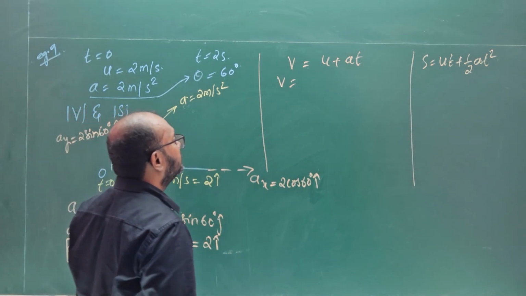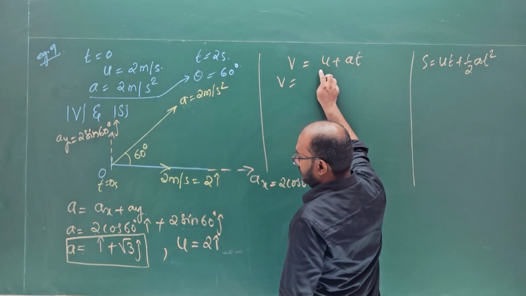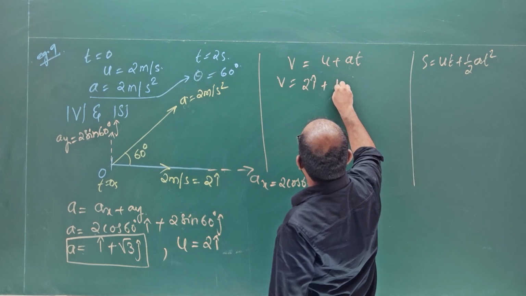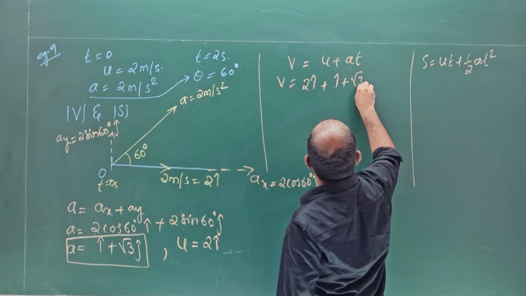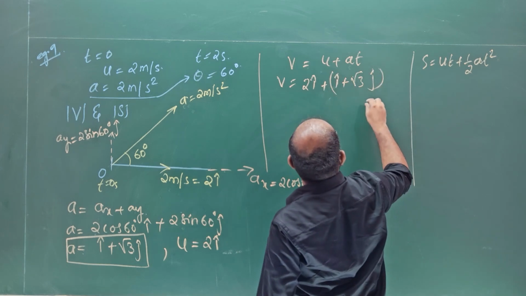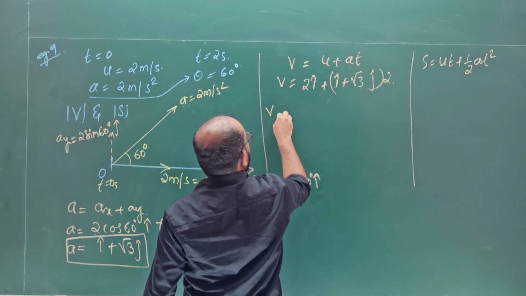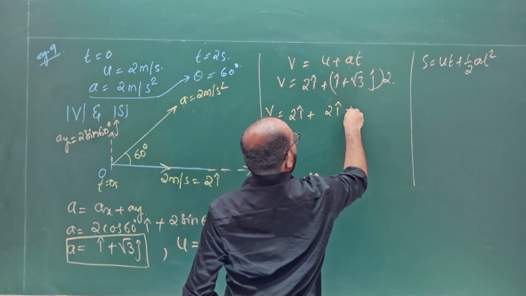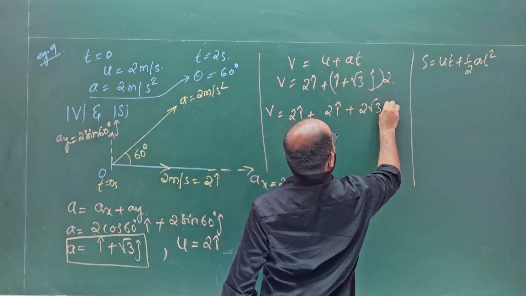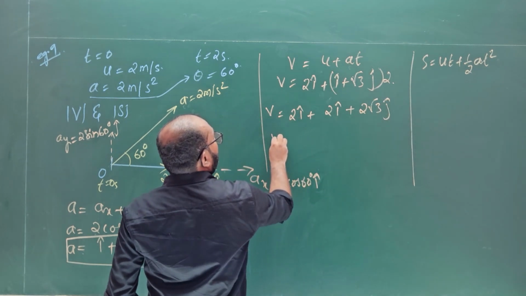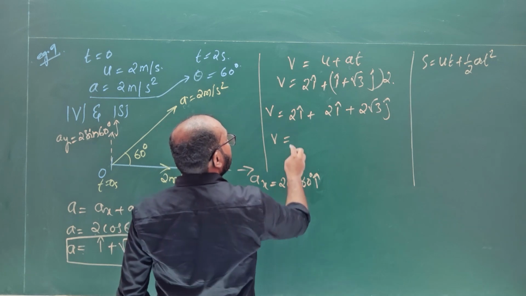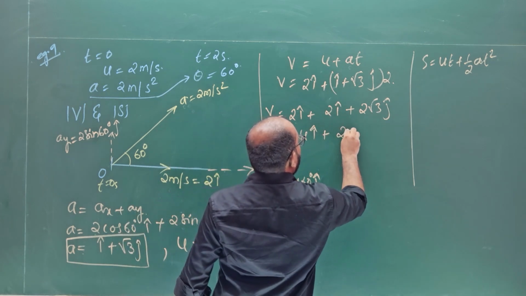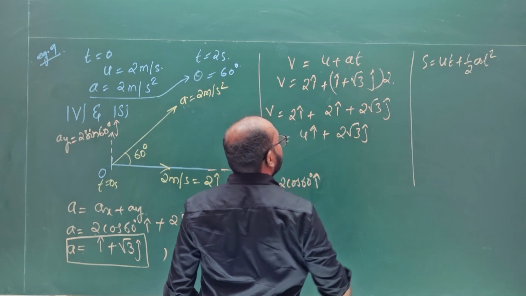Okay, shall I now? So what is your u? u is 2 i cap plus a, which is i cap plus root 3 j cap, into time, which is 2. Or v is equal to 2 i cap plus 2 i cap plus 2 root 3 j cap, or v can be written as 4 i cap plus 2 root 3 j cap.